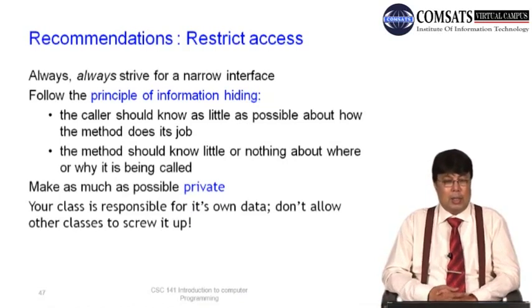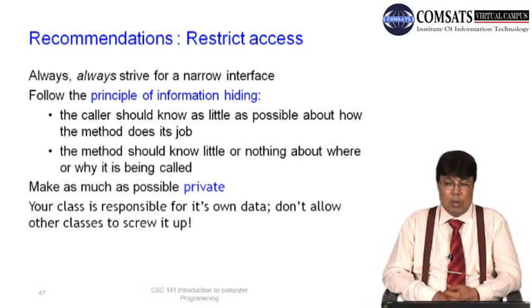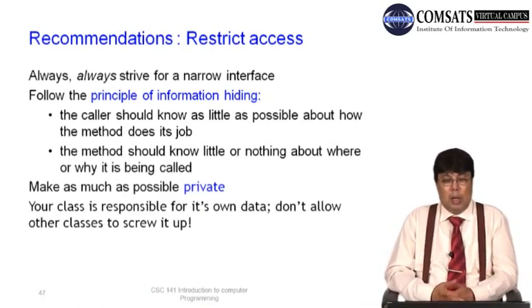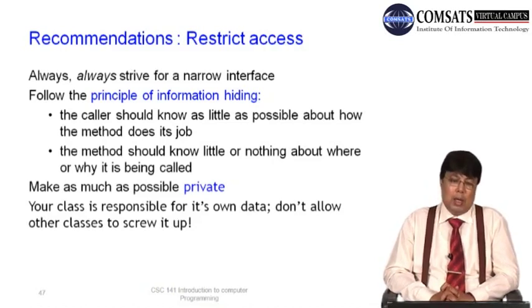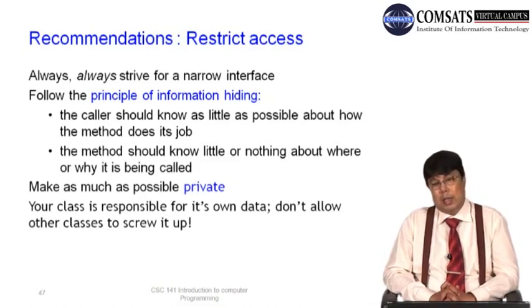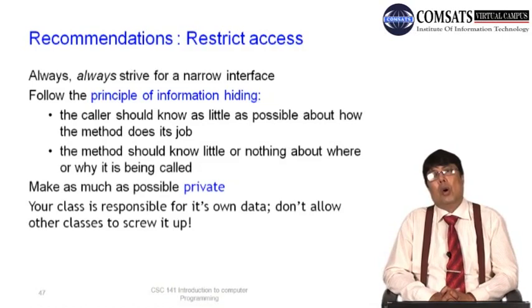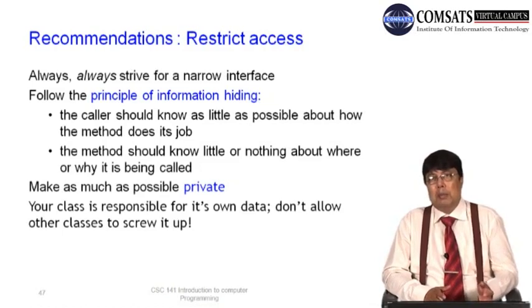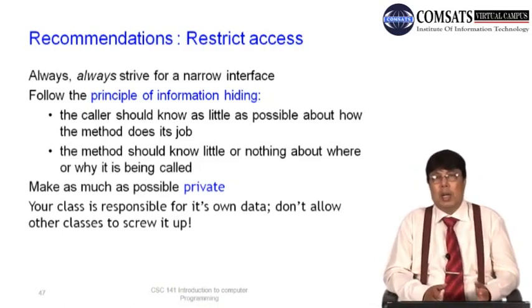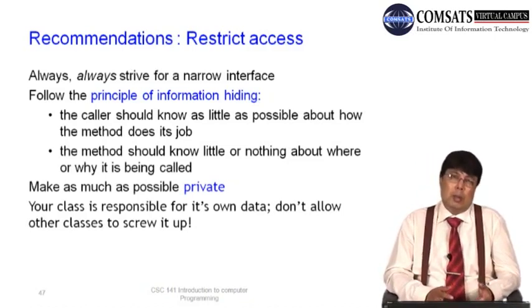Recommendations: you can restrict access. Always strive for a narrow scope, okay, so that you may not make any mistake. For example, what is the principle of information hiding? The caller should know as little as possible about how a method does its job. I can say that it is not the right of any client to know how the bank is maintaining its accounts, how many ledgers they have, how many entries they are making. Is it a single entry system, is it a double entry system?